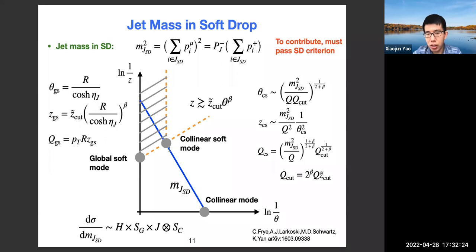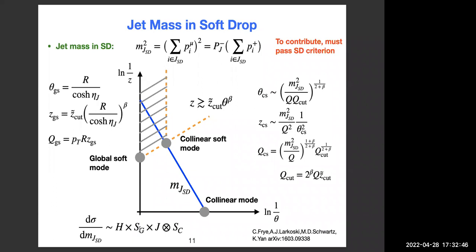In the factorization, we will have a convolution between the collinear soft mode and the collinear mode, because both of them are sitting on the measurement of the jet mass. That is reflected here. J is the jet function for the collinear mode. S_C is the collinear soft function for the collinear soft mode.